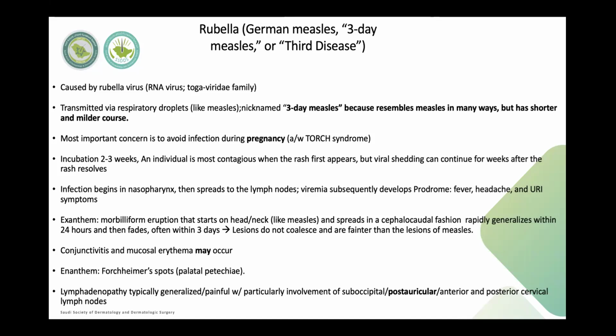They will have prodrome. Prodrome usually will be milder fever, may have conjunctivitis, but not always. And then after that, they have the exanthem, which is again morbilliform rash that starts from the head, cephalocaudal, but it fades within 3 days. So that's another difference. And they have generalized lymphadenopathy, especially in the head and neck area. So that's why I showed you the picture of that.